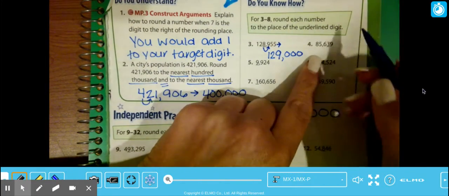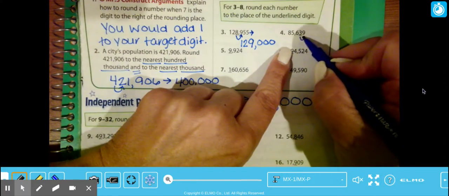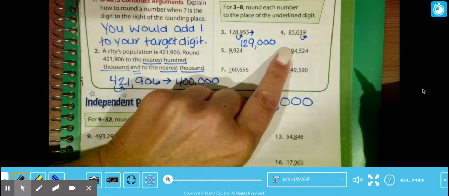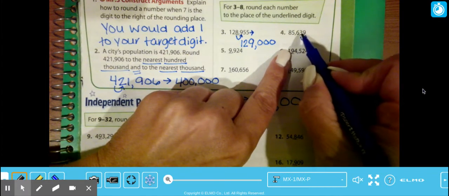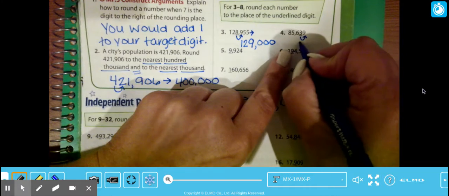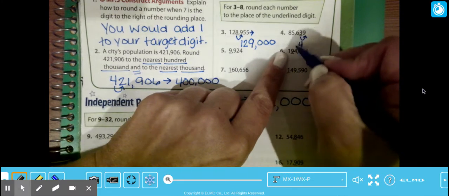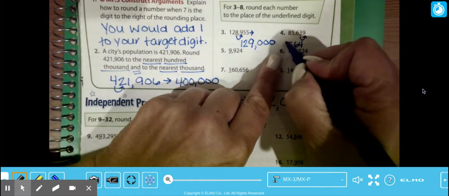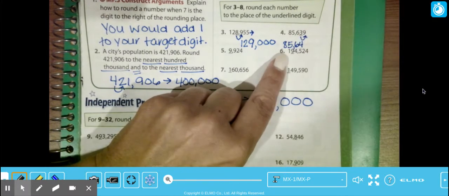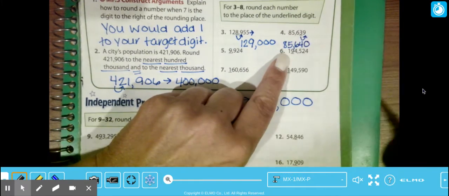Let's do number 4. Here they want me to round to the nearest 10. So I'm going to draw my little arrow to the 9. 5 or more, add one more. 4 or less, give it a rest. It's a 9. So that means I'm going to add one more to my target digit, the number 3, making it a 4. Then everything else before the target digit just stays the same. I like to just drop it down since I'm right underneath. My comma still stays there. And anything after my target digit, the underlined digit, turns into a 0.